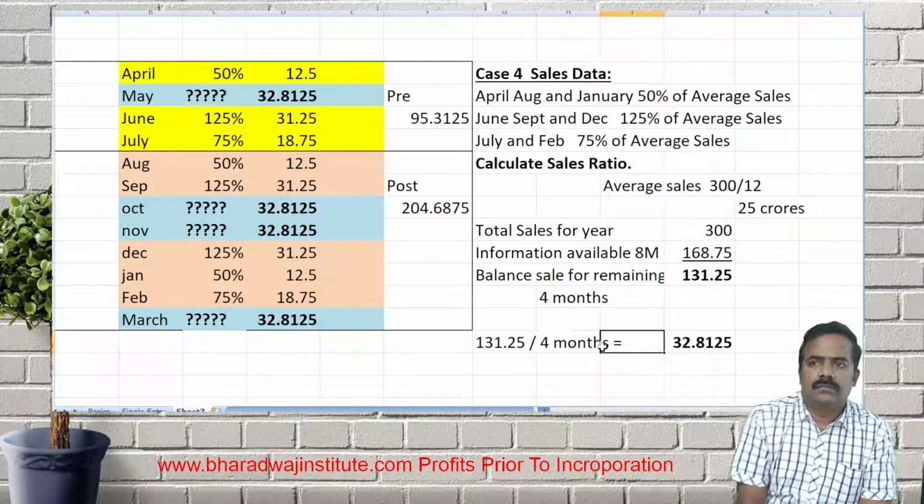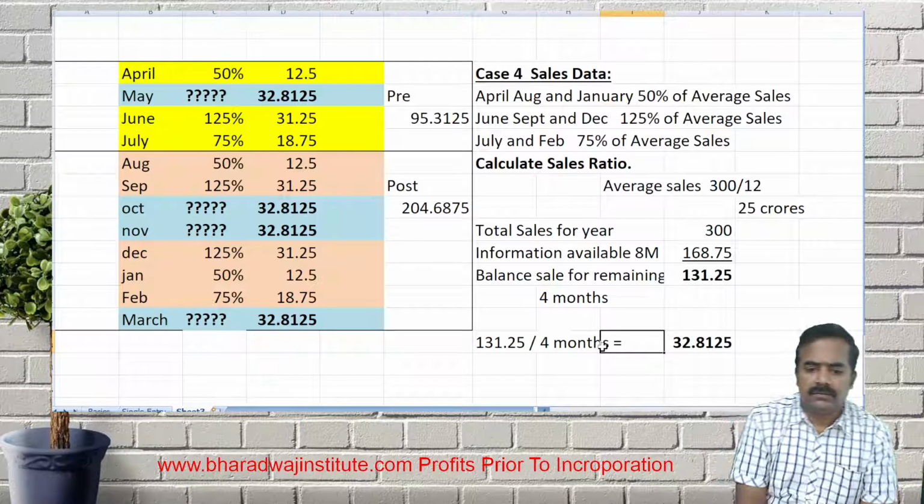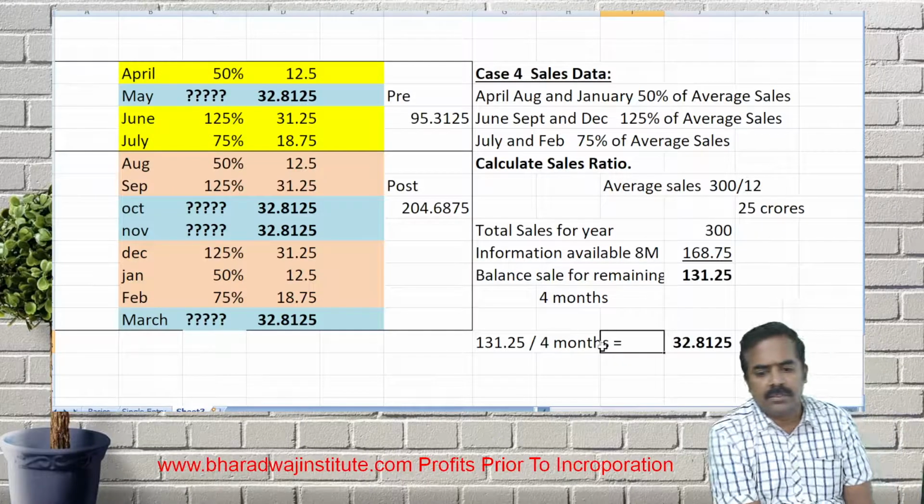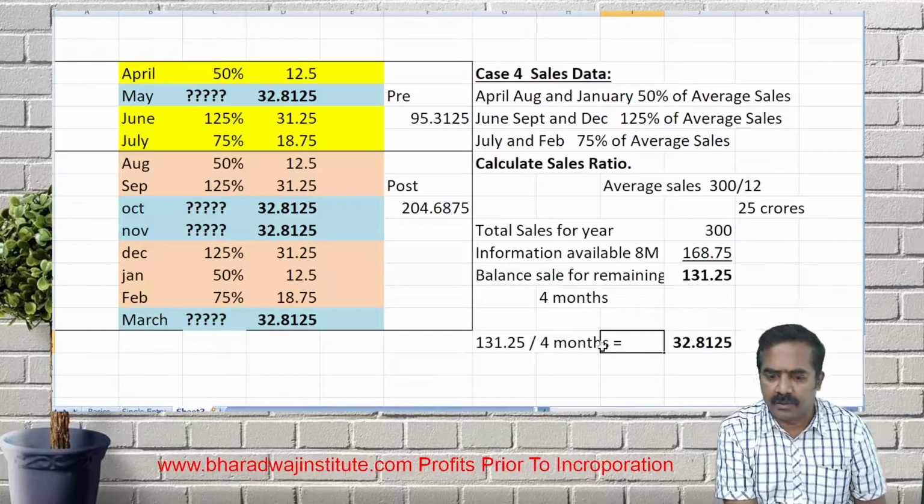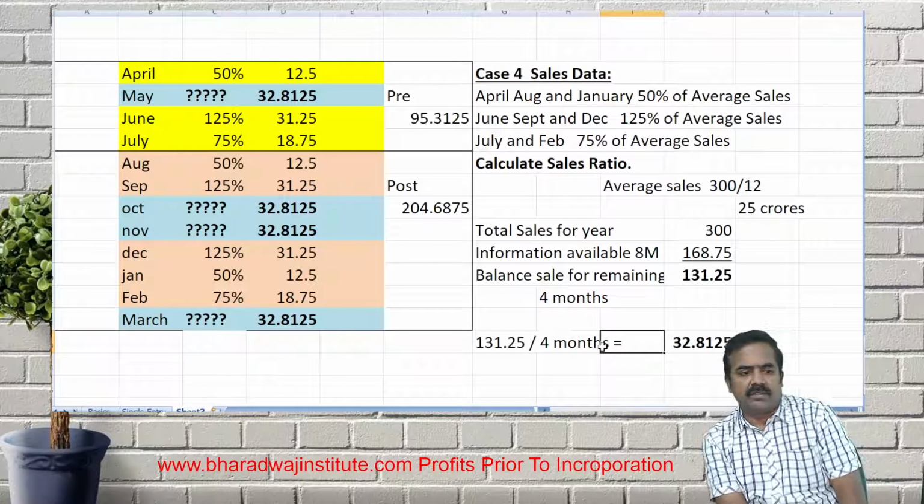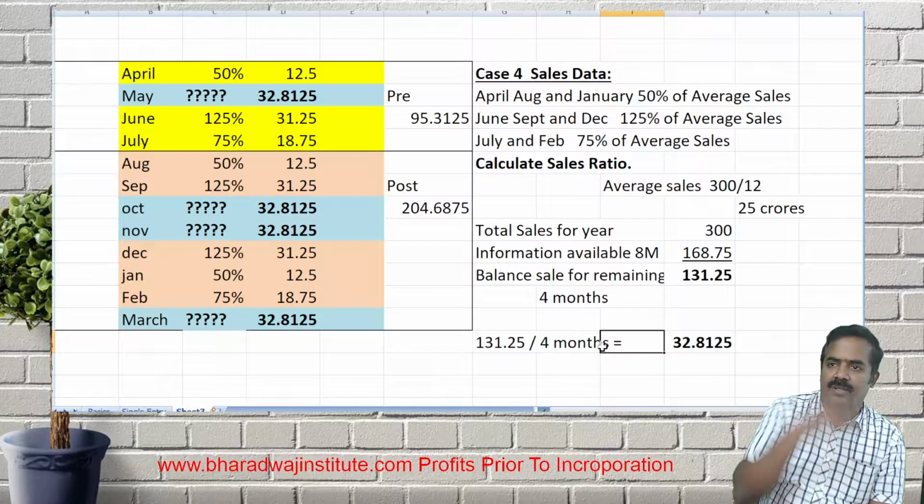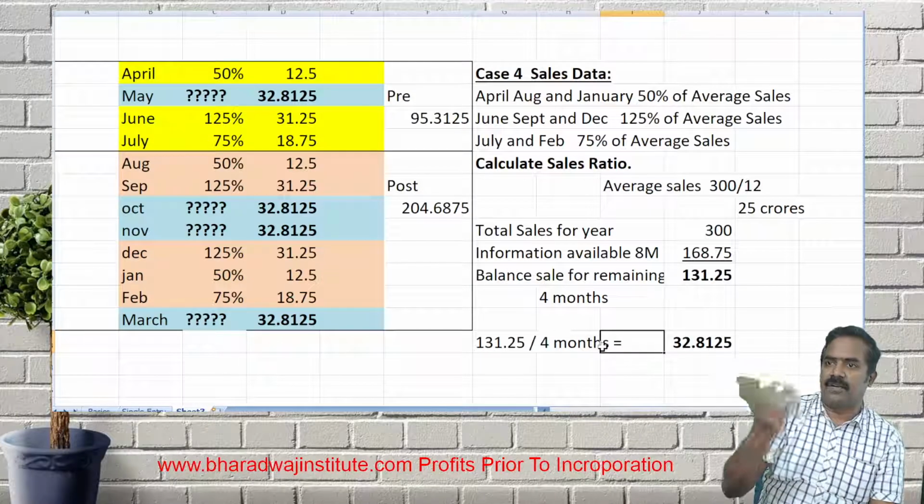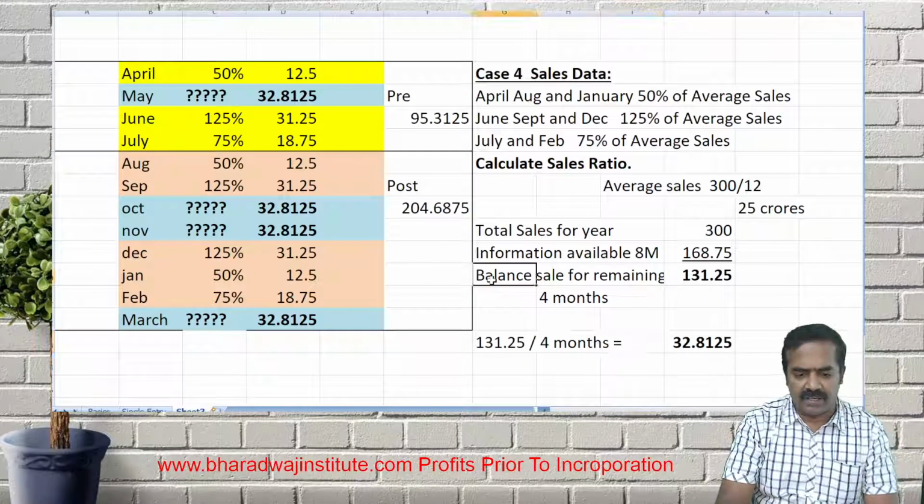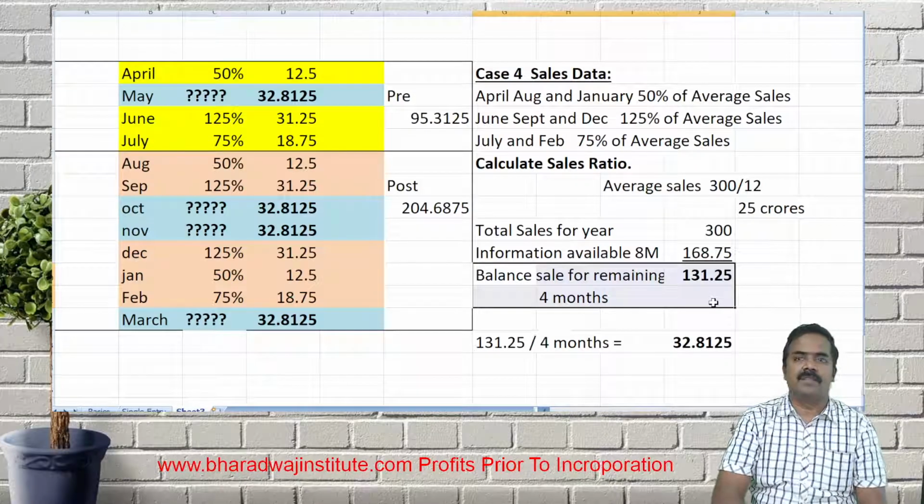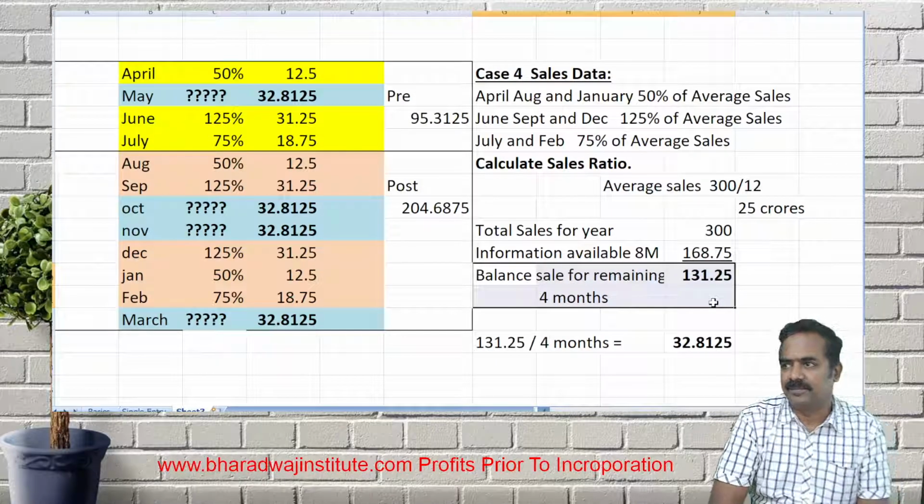ஏன்னா ஆவரேஜ் சேல்ஸ் எடுத்தா 300 டோட்டல் வராதுங்க. Because total sales for the year we know 300 crores. So remaining months average assume பண்ணீங்கன்னா the total will not be 300 crores. Some sales will be left out. So that's why where the information is not available for the remaining months, remaining sales is allocated equally.